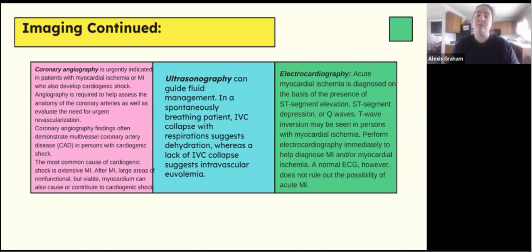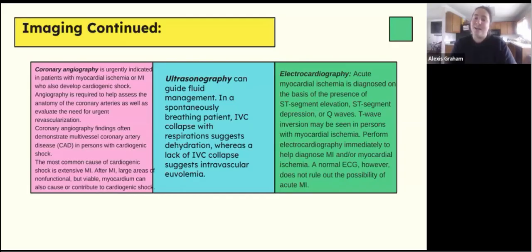Ultrasound can be used as a guide for fluid management. In a spontaneously breathing patient, IVC collapse with respiration suggests dehydration, whereas the lack of IVC collapse suggests intravascular euvolemia.